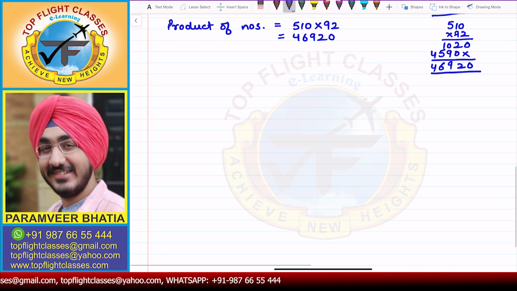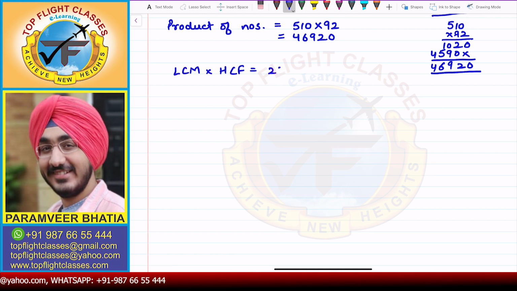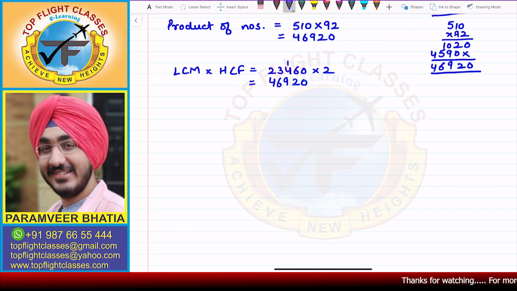And if I do the product of the LCM and HCF, which will be 2 3 4 6 0 multiplied by 2. So when I multiply this by 2, I'll get 0 over here. 6 into 2 is 12. I'll get 1 up. Then 4 into 2 is 8. 8 plus 1 is 9. 2 into 3 is 6. And then 2 into 2 is 4. So 4 6 9 2 0. So we have verified our results.